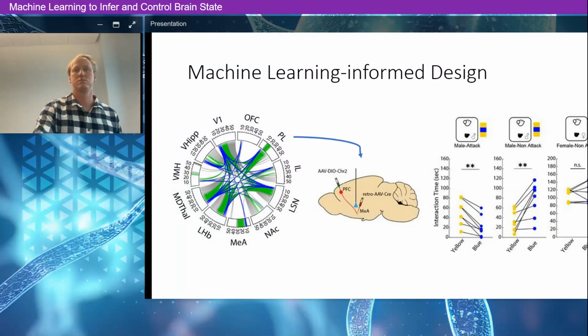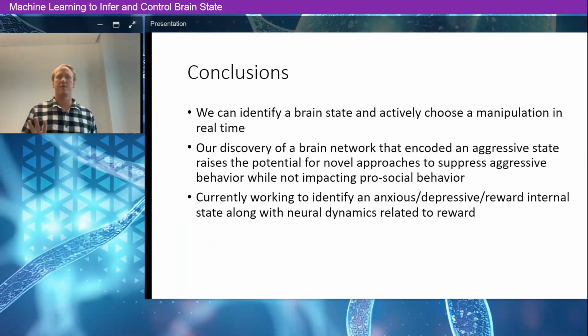So just to conclude here, one of the really fun things is that we can actually identify a brain state and actively choose a manipulation in real time. I'm very excited about the power of using this type of framework to better understand the brain and also potentially move in the long run towards better interventions and treatments. And so we were able to find a brain network that encoded aggressive state, and we might be able to suppress aggressive behavior while not impacting prosocial behavior, which is something that I'm very excited about. We're currently working a lot on this, also in anxiety, depression, and in reward, to get a better understanding of what exactly is happening in all of these different scenarios.